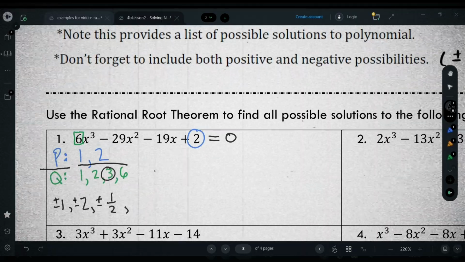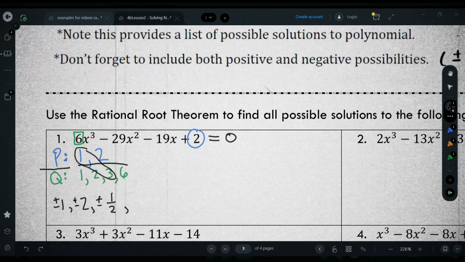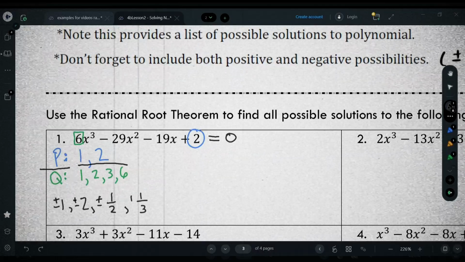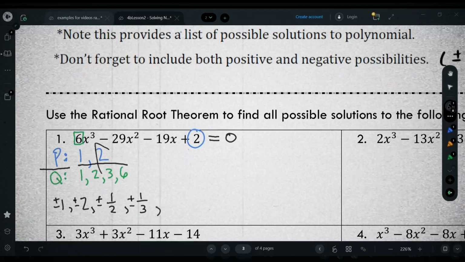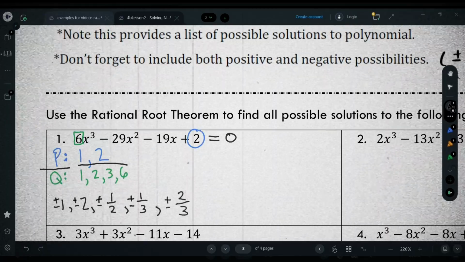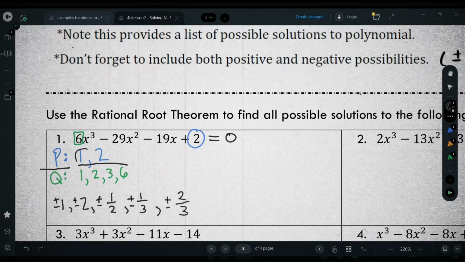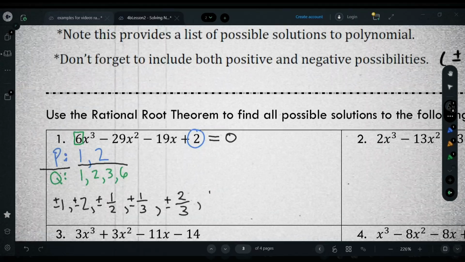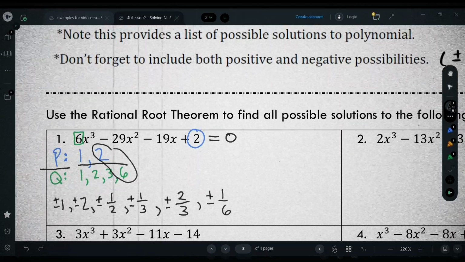Okay, let's move to a Q value of 3. 1 over 3. And then we'll go here, 2 over 3. Okay, and then the last Q value is 6. So we get this combination, 1 over 6. And then this combination here, 2 over 6.